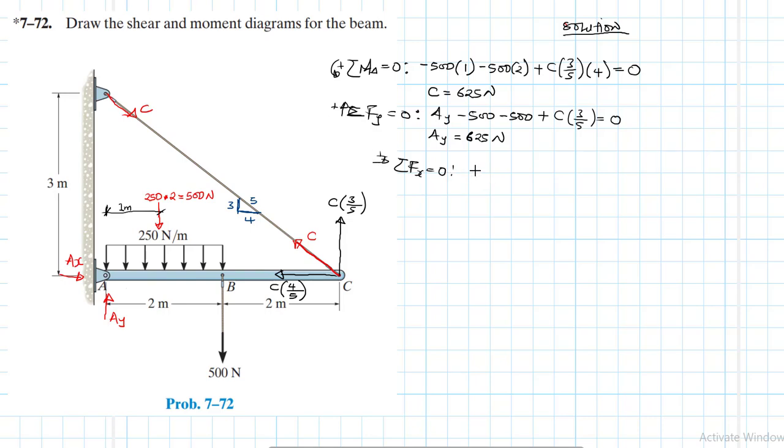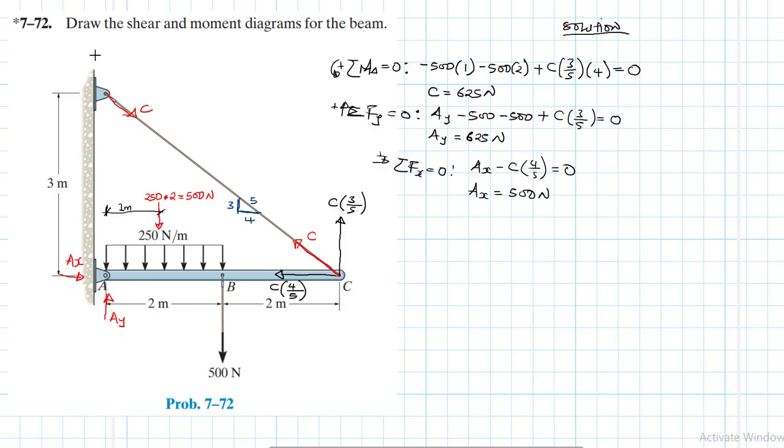Then we have summation of forces in the x direction equal to 0. What do we have in that direction? We have Ax minus C times 4 over 5 equal to 0. Therefore, Ax is going to be equal to C, which is 625, times 4 divided by 5. So Ax gives us 500. So this is a 500.